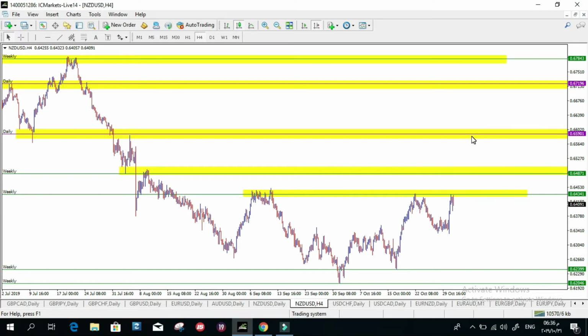If you want to be buying this market, then you will wait for a breakout and then a retest for this area to go long. If not, then you will wait for a retracement from this level over here to be buying from this level, and so on. Now that was my first example. Let's go to the next one.